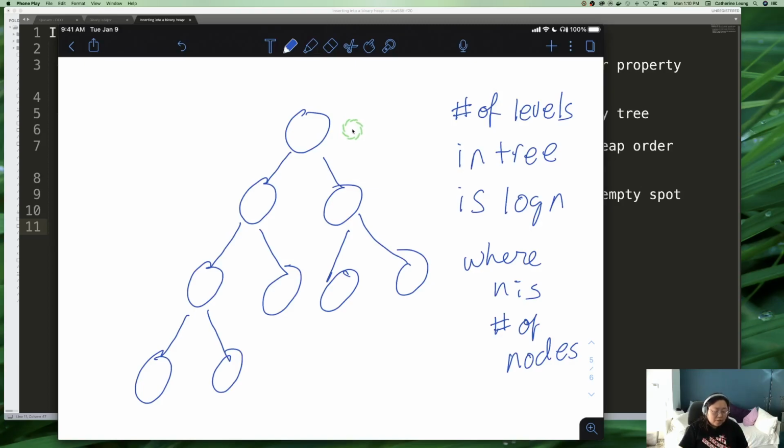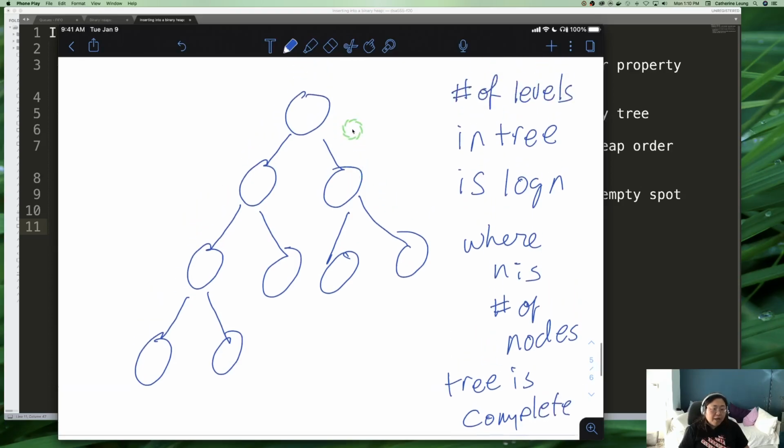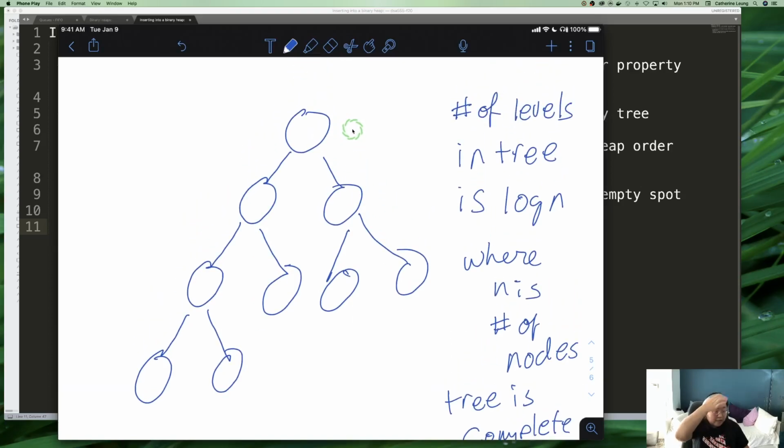So why do I care about this? Because this is true because the tree is complete. It's a complete binary tree. So that's why I can say this. If it wasn't complete, I cannot say this because remember, a stick is also a tree, right? So I can only say this because this is complete. The fact that it's complete means that there are log n levels, where n is the number of nodes.